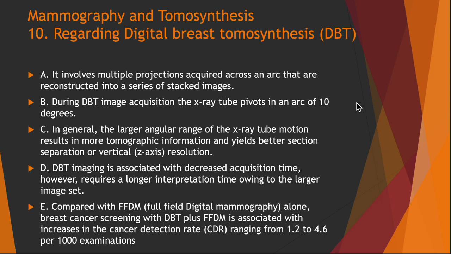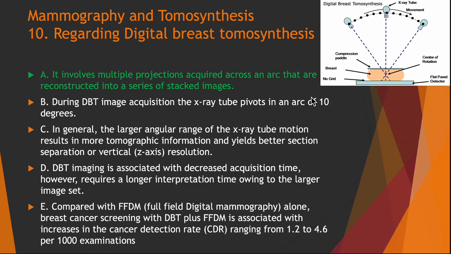Regarding digital breast tomosynthesis, it involves multiple projections acquired across an arc that are reconstructed into a series of stacked images. Very much true, that is the role of tomosynthesis. Now, during DBT image acquisition, the X-ray tube pivots in an arc of 10 degrees. A 10-degree arc means 5 degrees on either side of the midline, right? So the answer is false, because there are multiple machines where the tube can acquire images from maybe -15 to +15, even -30 to +30. So the answer to this particular question is false.